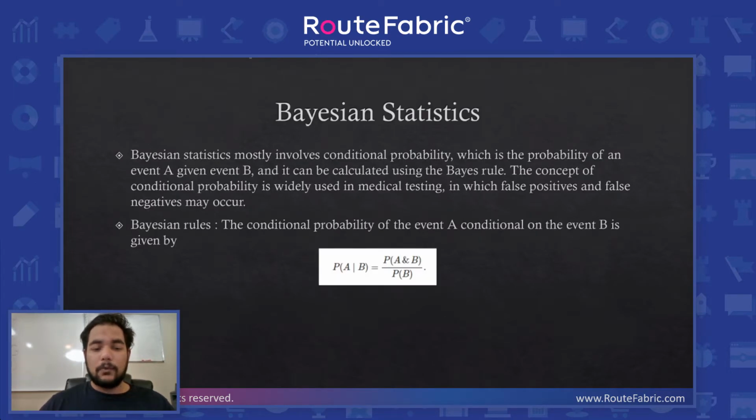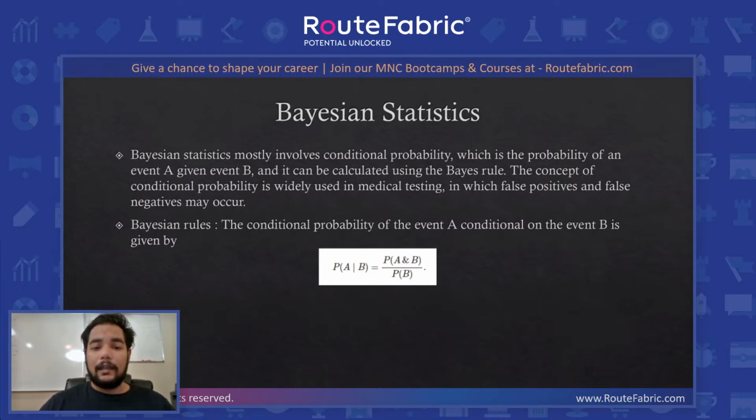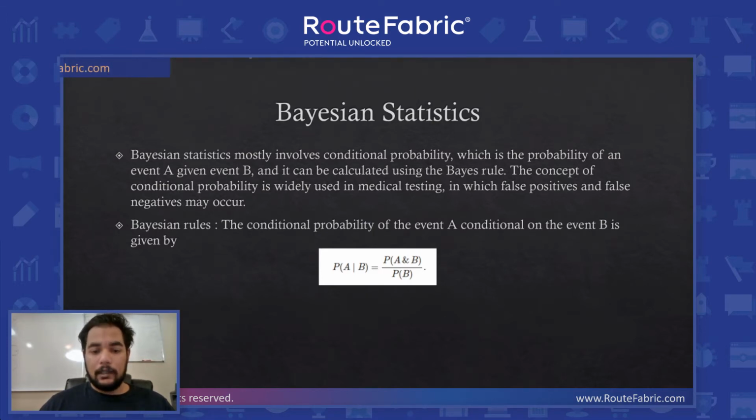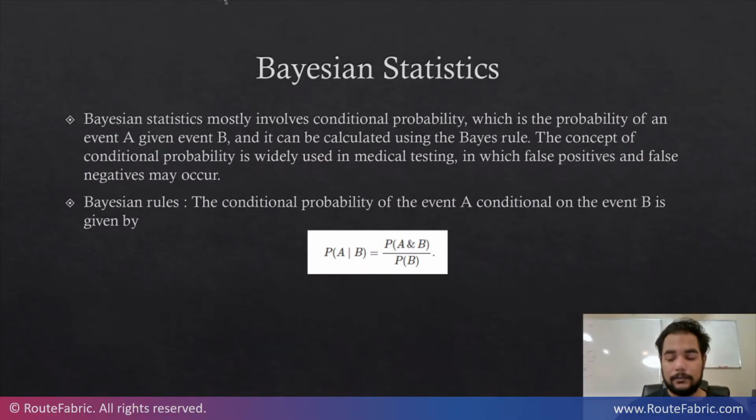Bayesian statistics mostly involves conditional probability, which is the probability of an event A given event B, and it is calculated by using Bayes' rule. The concept of conditional probability is widely used in medical testing, in which false positives and false negatives may occur. The Bayesian rule is that the conditional probability of event A conditional on the event B is given by: probability of A given B is equal to probability of A and B divided by probability of B.